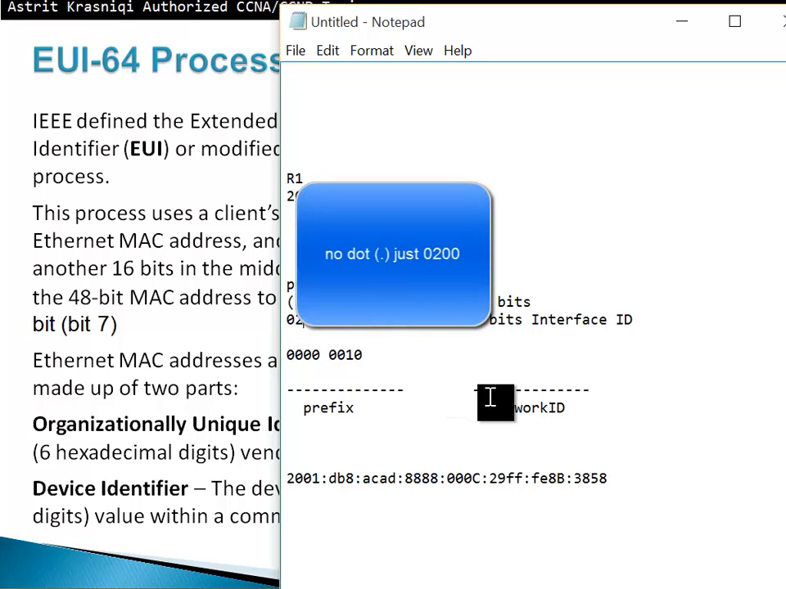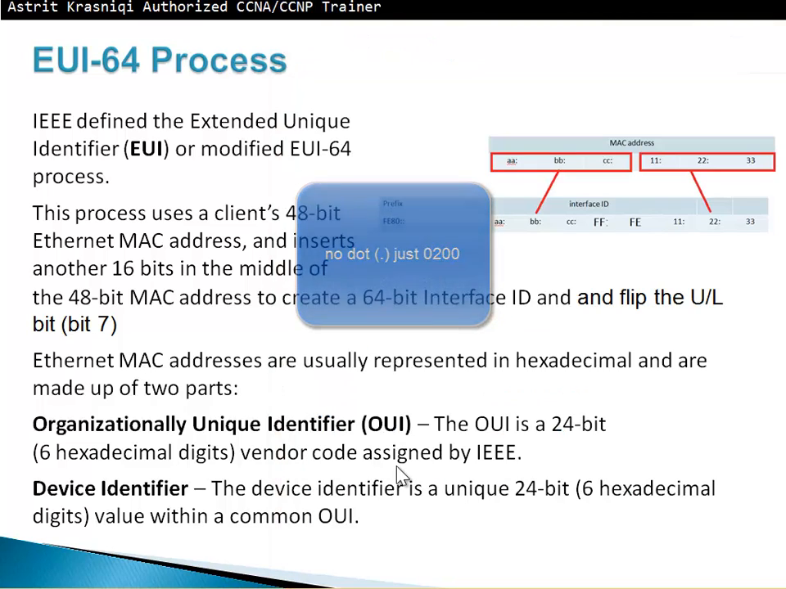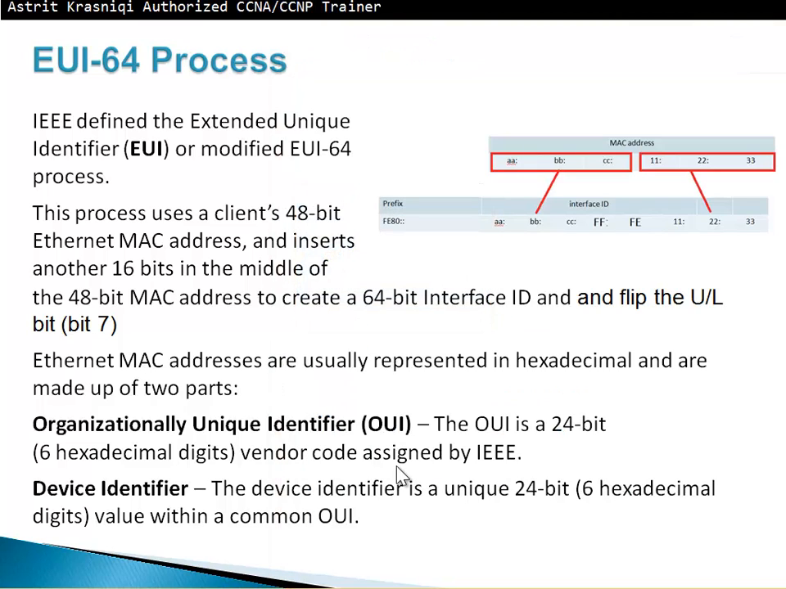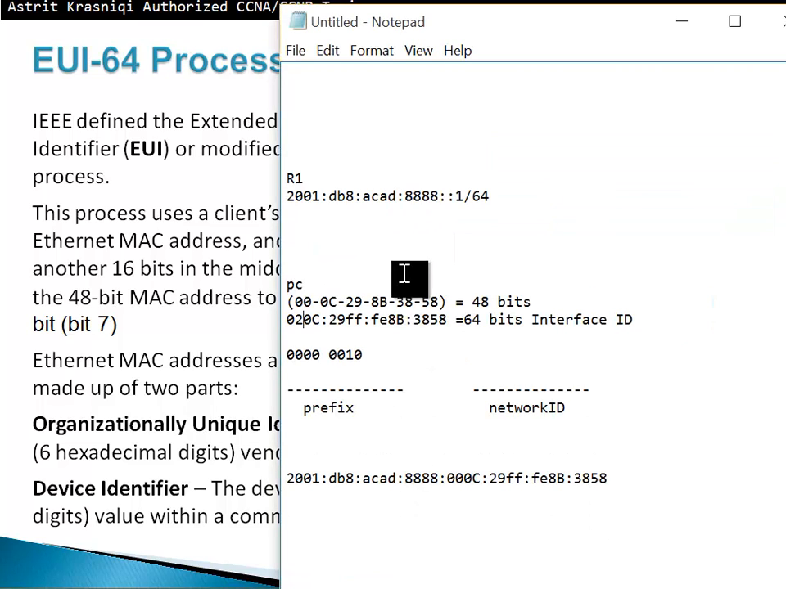0.2.0c will become. The Organizational Unique Identifier, the OUI, is a 24-bit, 6 hexadecimal digit vendor's code assigned by the IEEE. And then the device identifier is the last 24 bits of the MAC address. So if we open the MAC address again, this was our MAC address here, right? Or the PC, or the virtual PC. These 24 bits here are the organizational unique identifier, and these 24 bits here are the interface identifier.